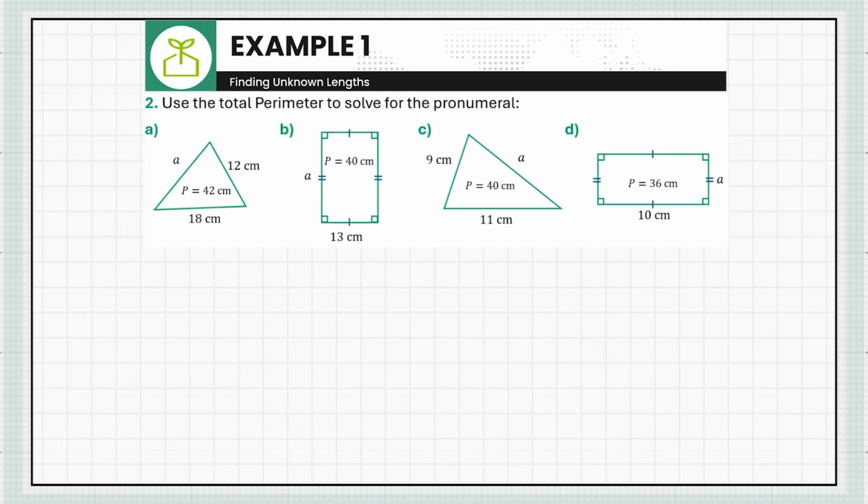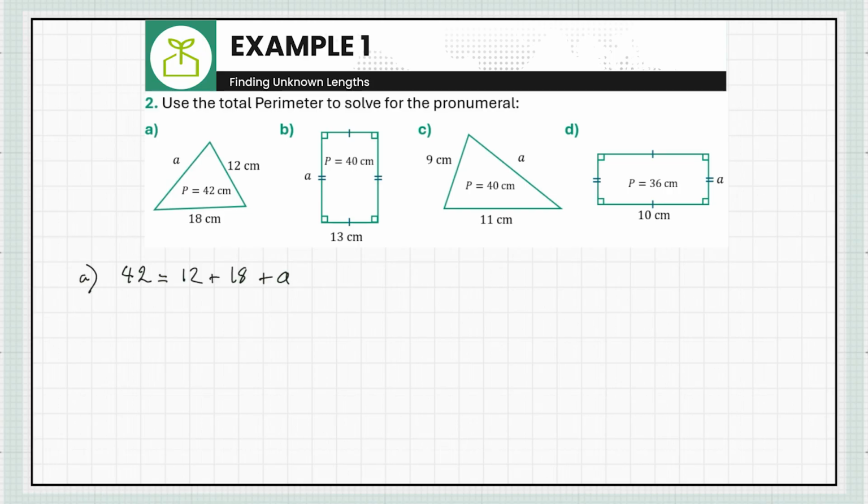Okay, welcome back. So now we're going to use the total perimeter that we have in each one of these shapes in order to solve for a missing polynomial. And to do this, we're going to write a quick algebraic expression for every single one of them. So let's get started. So again, when we started out, we first wrote out our perimeter is equal to something. But instead, we've been given our perimeter, so we don't need to solve for that. So we can say that 42 is equal to 12 plus 18 plus our missing number a.